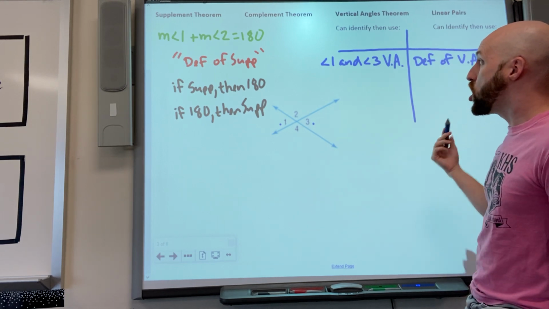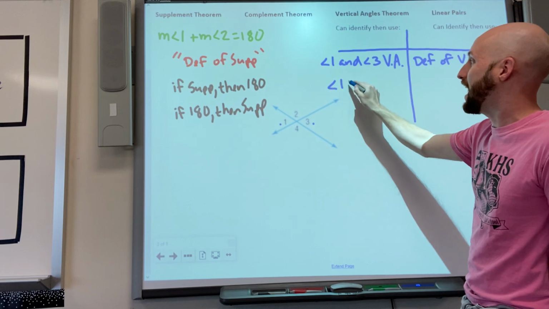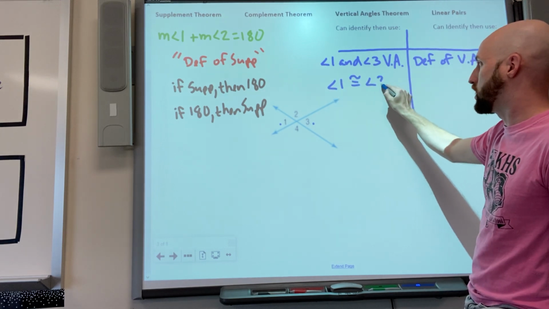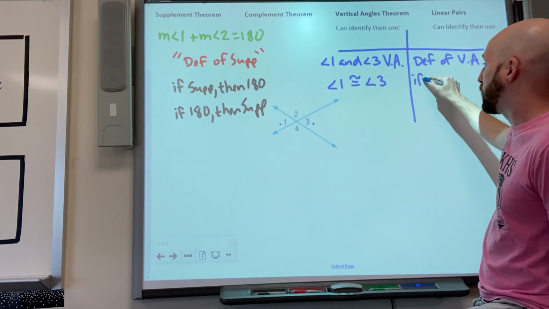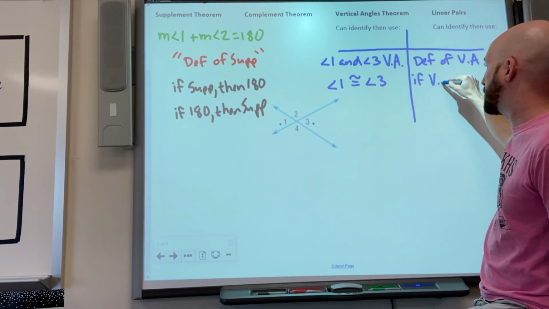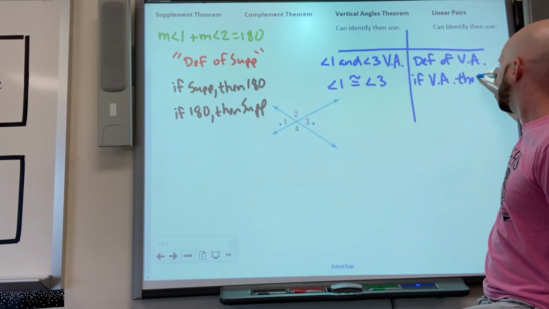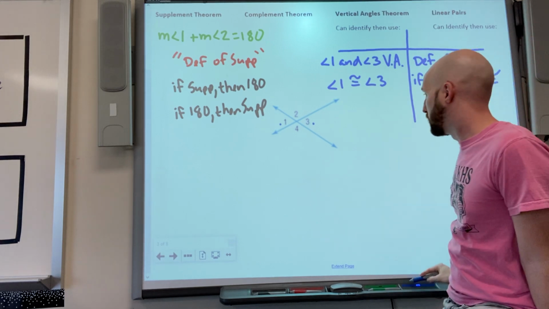Now, what do I know about that? Well, that means that the angles are congruent to each other. And so this is what I tend to write as an if-then statement: if vertical angles, then they're congruent.